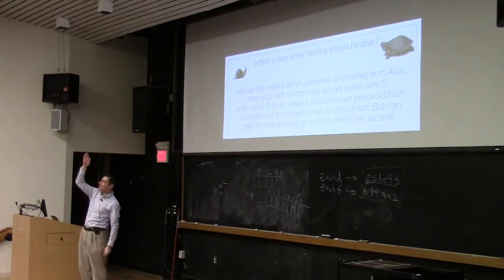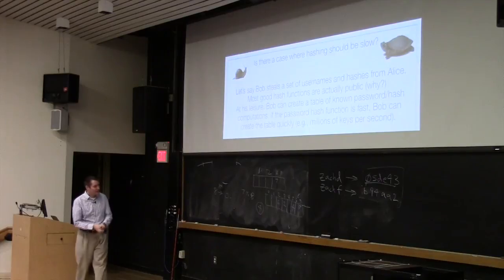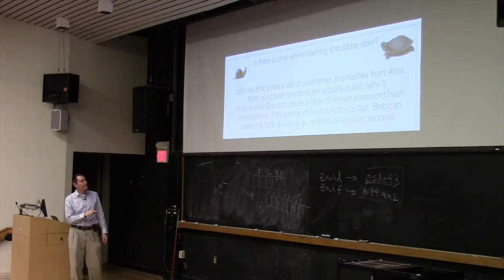And then they go and look, if anybody has that hash, then they know your password's password. Right? So that's bad. Okay? This is called a rainbow table, as it turns out. Okay? And Bob can do this.